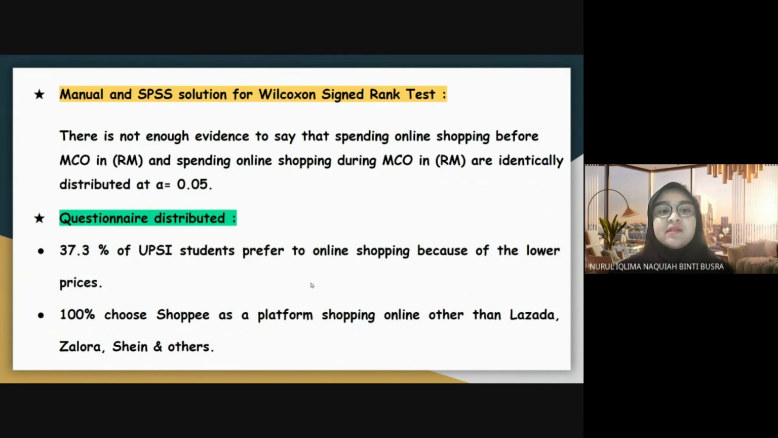From the questionnaire that was distributed, 37.3% of UPSI students prefer online shopping because of the lower price, and 100% choose Shopee as a platform for shopping online rather than Lazada, Zalora, Shein, and others.